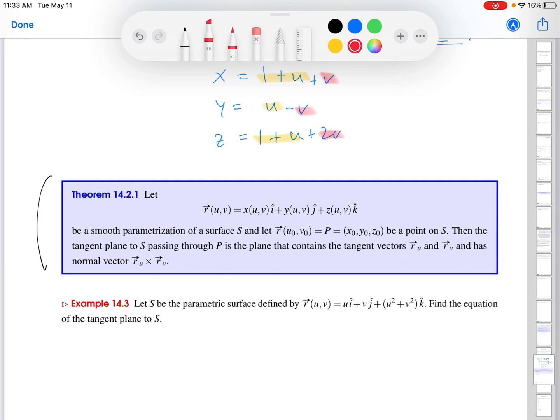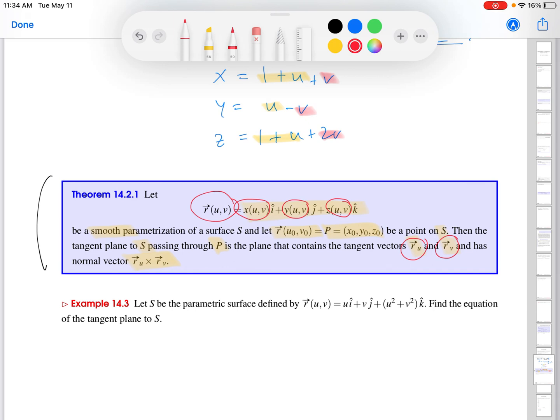First of all, I'm going to assume that we are dealing with a smooth parametrization. Remember, we talked earlier about what that means. And I'm going to assume that at a particular (u0, v0) value, I am at point P on the surface S. Then the tangent plane to S passing through P is the plane that contains the tangent vectors RU and RV and has normal vector RU cross RV. RU and RV here are partial derivatives of R, the parameterization, with respect to U and V. You can see that that's going to funnel down to partial derivatives of the component functions with respect to U and V.